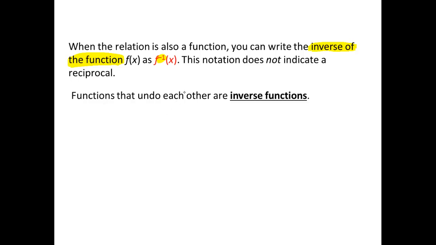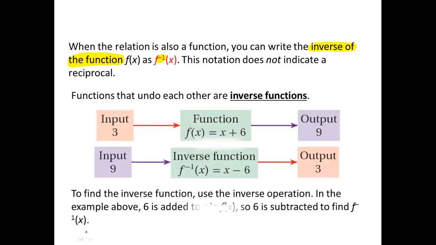All right, functions that undo each other are inverse functions. So when we say undo each other, what we mean is, if we have this function here, we input 3 for the x, we get 9 as an output. An inverse of this function, if you input 9, you'll get 3. The x values and the output are the y values.